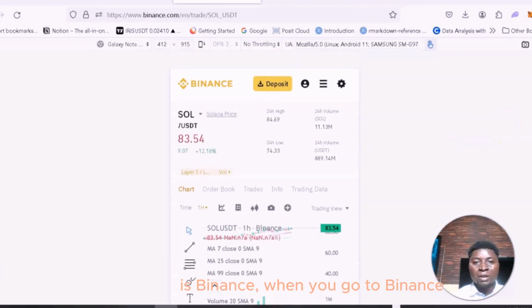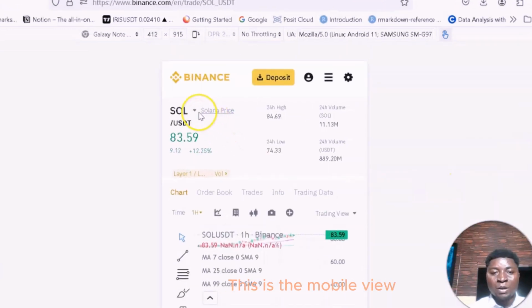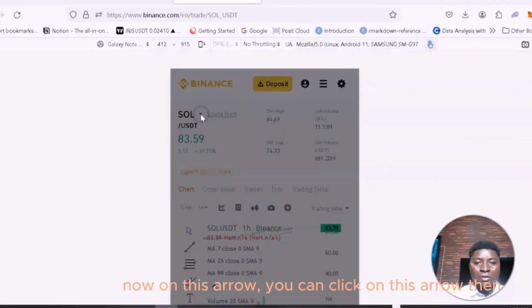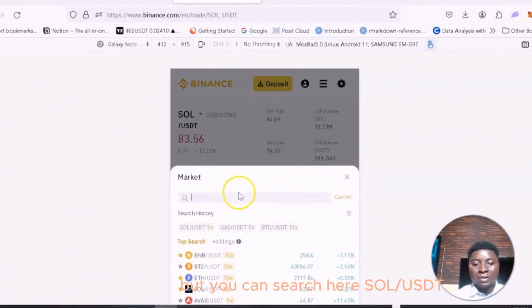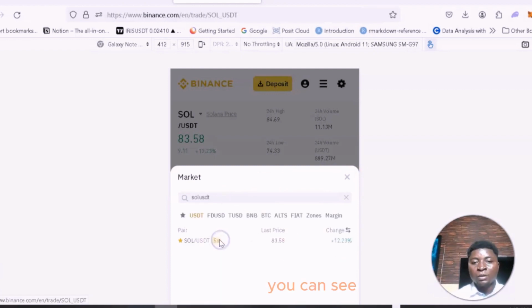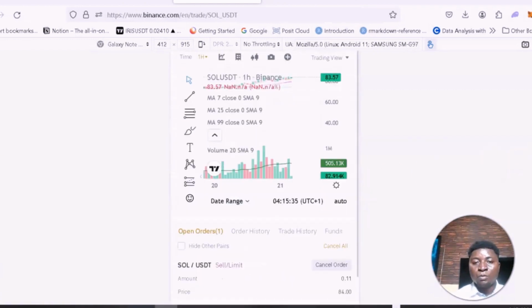All right, so this is Binance. This is the mobile view. On this arrow, you can click and go to Binance, where you see Market. What we are interested in trading is SOL and USDT. We already have this, but you can search here for SOL USDT. It will come up. Now go to Buy.